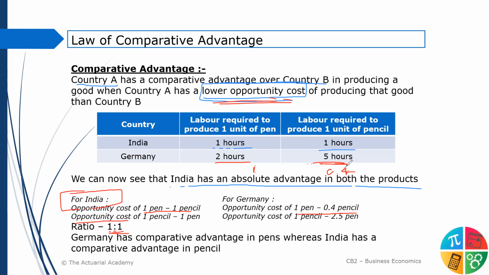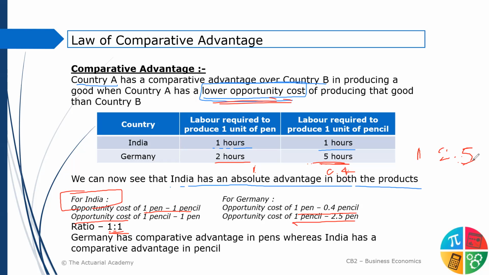Now, the opportunity cost of one pencil. Let's say Germany decides to go with pencil, it takes 5 hours to produce one pencil. So rather than this, in 2 hours, 2 hours, and 1 hour, it could have produced 2.5 pencils, as a matter of fact. So here it says that the opportunity cost of one pencil is 2.5 pens for Germany, which is very much higher.